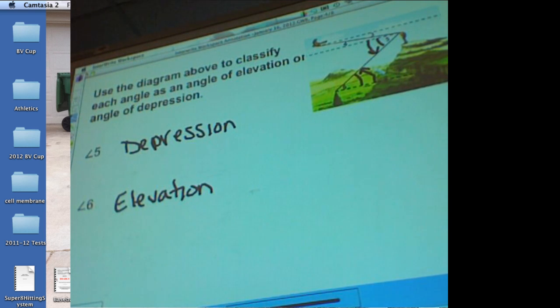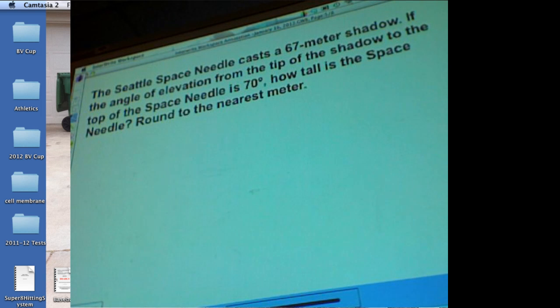You need to be able to identify the angles of elevation and depression so that way you can solve different scenarios, such as this one. The Seattle Space Needle casts a 67-meter shadow. If the angle of elevation from the tip of the shadow to the top of the Space Needle is 70 degrees, how tall is the Space Needle? And then want us to round to the nearest meter.